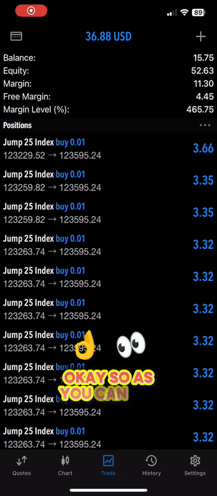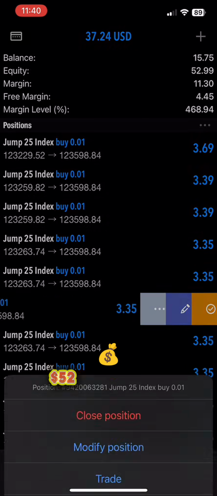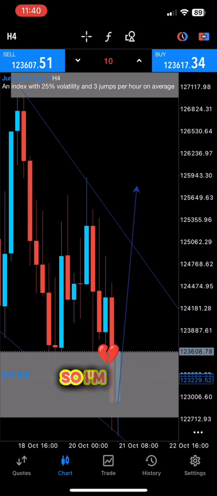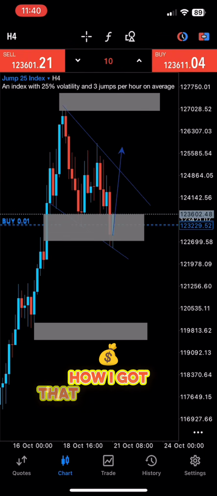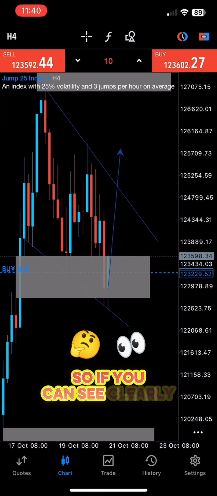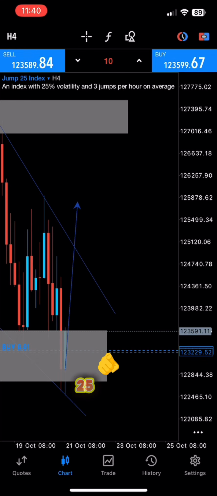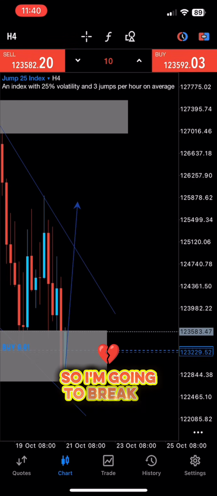Okay, so as you can see, currently we are already in $52 profit. This is a lot, so I'm going to break down how I got that profit from this Jump 25. So if you can see clearly, right now I already entered in the Jump 25 index. So I'm going to break it down for you.